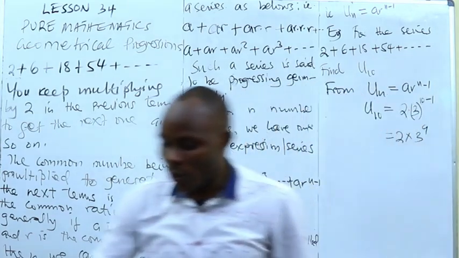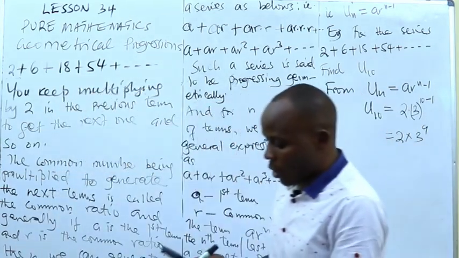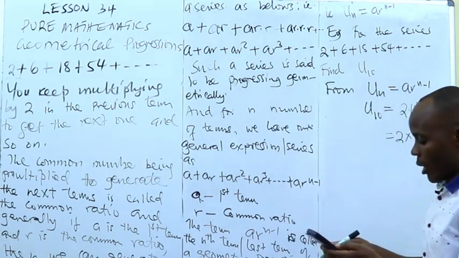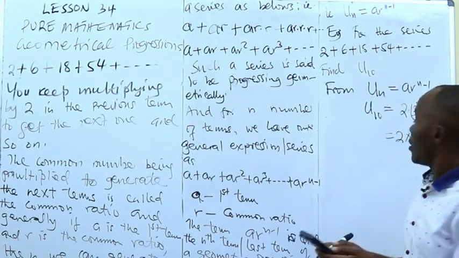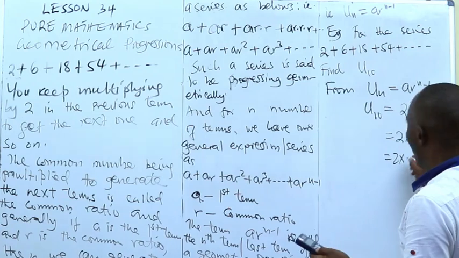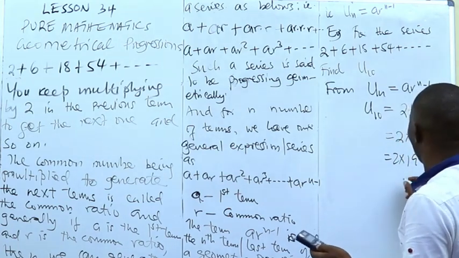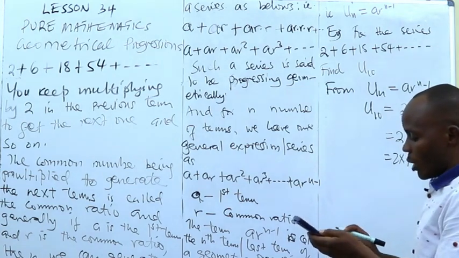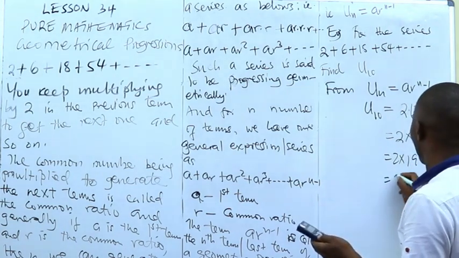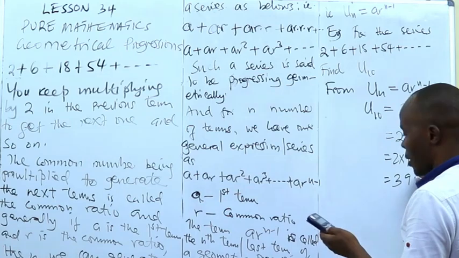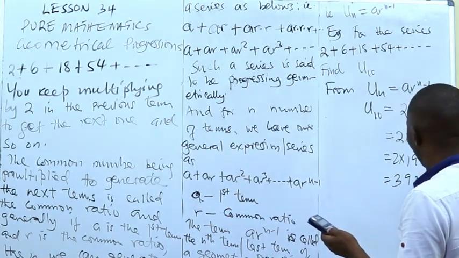So you can use your calculator. You start by getting 3 to the power 9, which is 19,683. Then you multiply the result by 2, and the final answer is going to be 39,366.